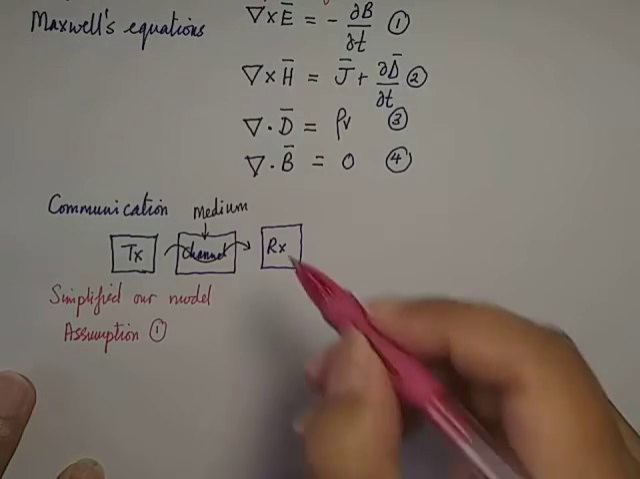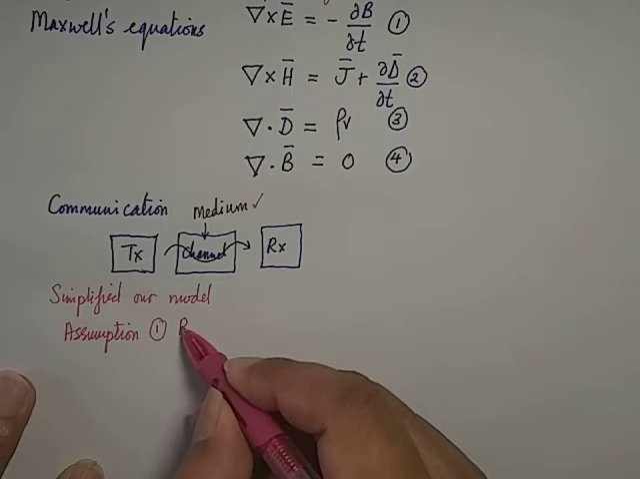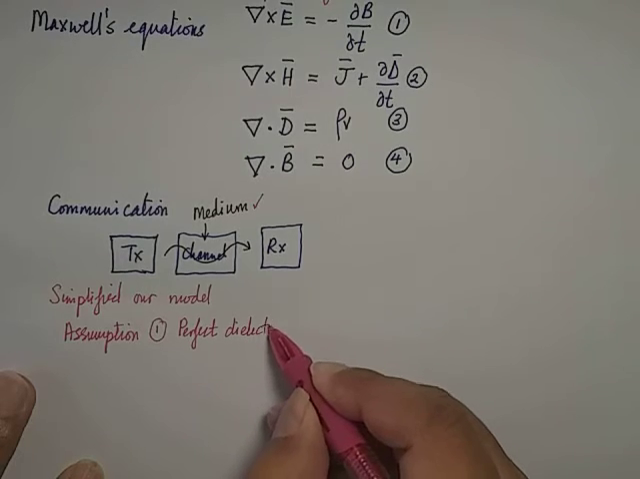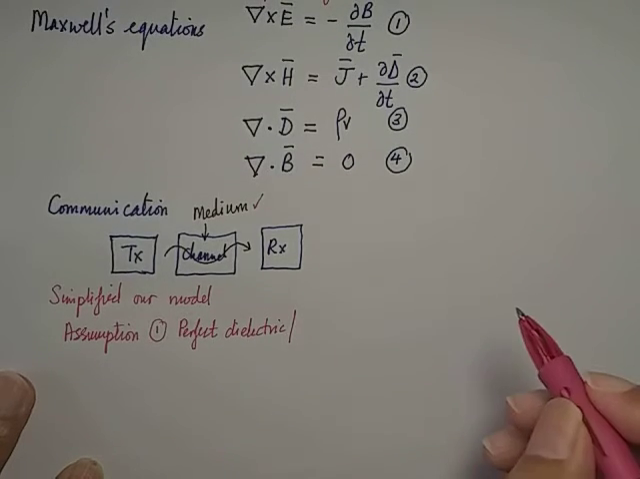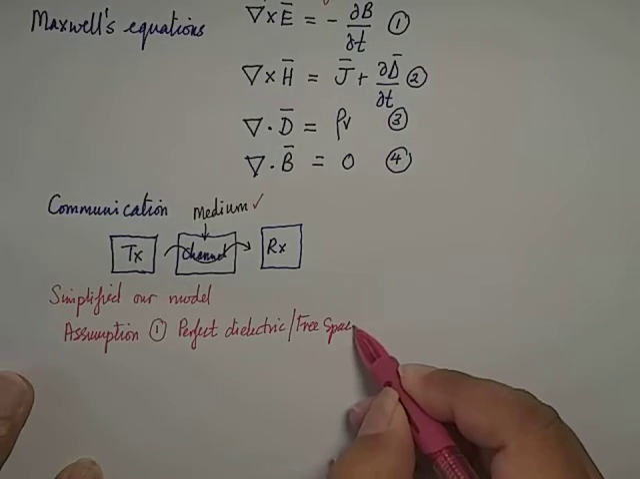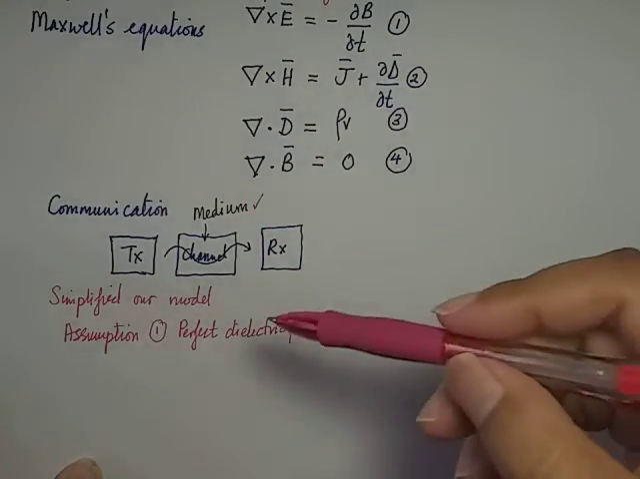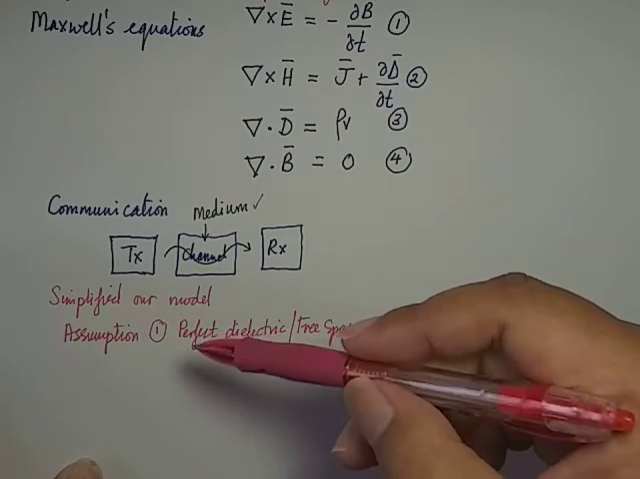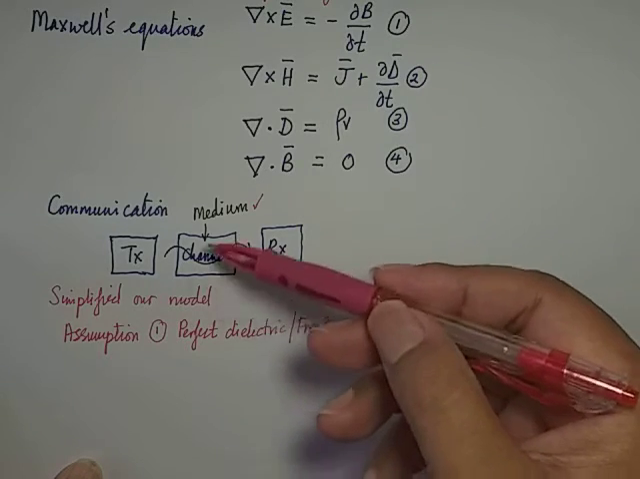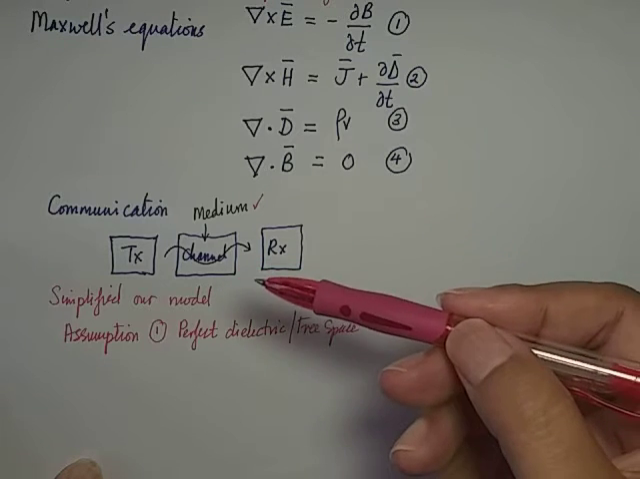So based on the topic medium, we're going to assume the medium here is either a perfect dielectric or sometimes we can also state it as free space. That should be the first assumption that we must make in order to make the model that we're going to develop here simple, which is to assume the medium is going to be either perfect dielectric or free space.